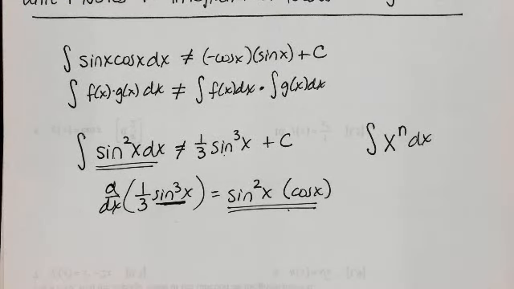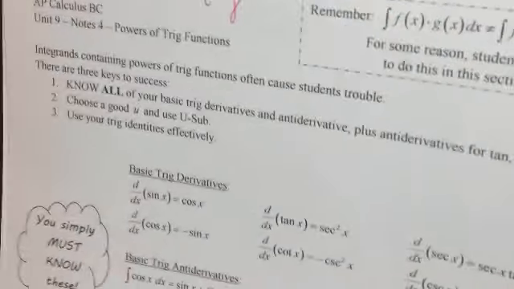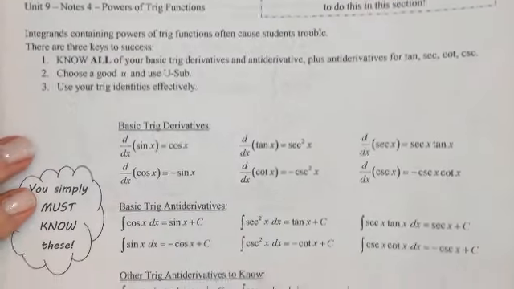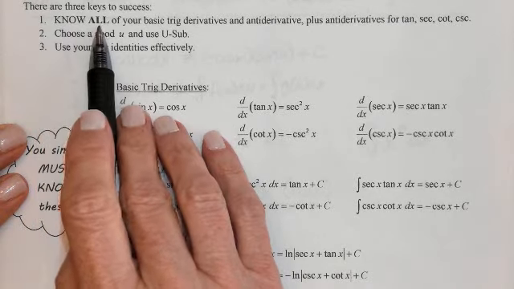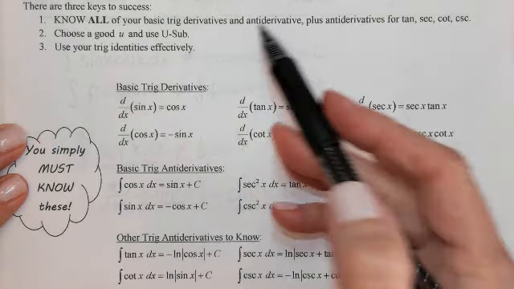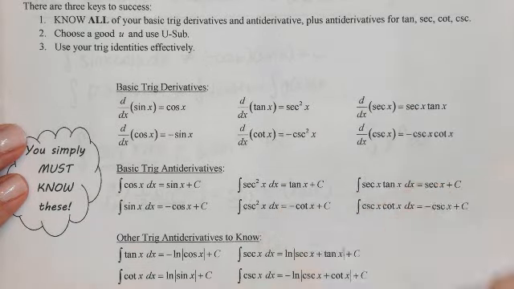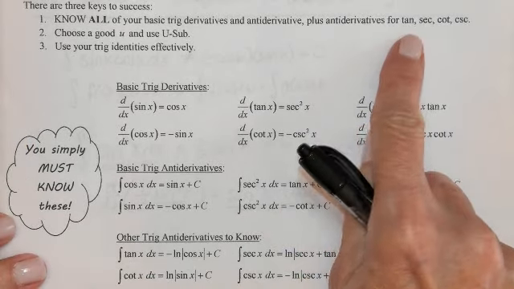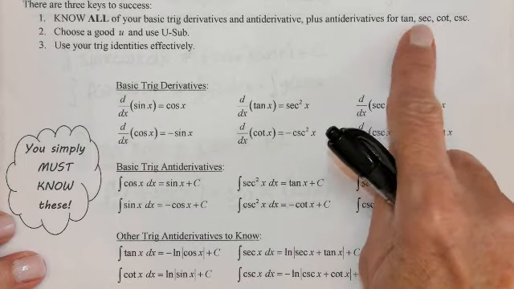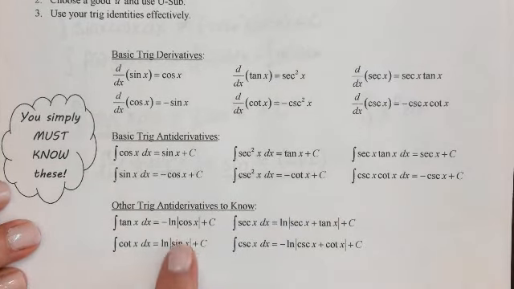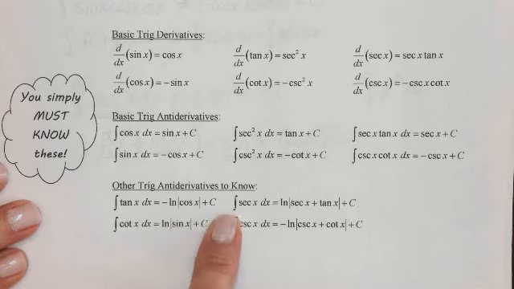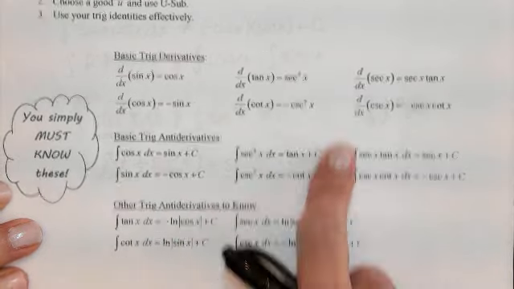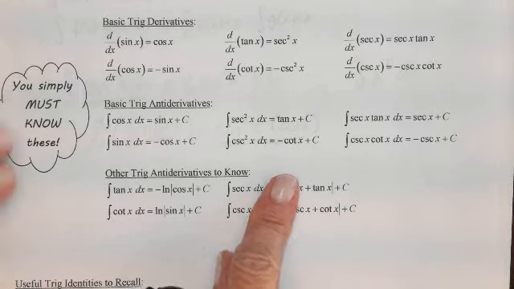All right, on the notes page that I gave you, I have some things that will help you. Okay, first of all, keys to success with this. Know all of your basic trig derivatives and antiderivatives. Even the antiderivatives for the ones involving a natural log, right? These were the other ones that we learned, right? So know all of these. You just simply must know these. Okay?